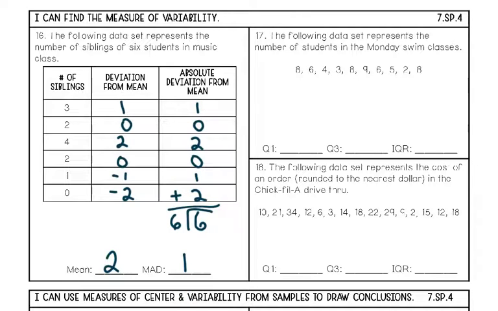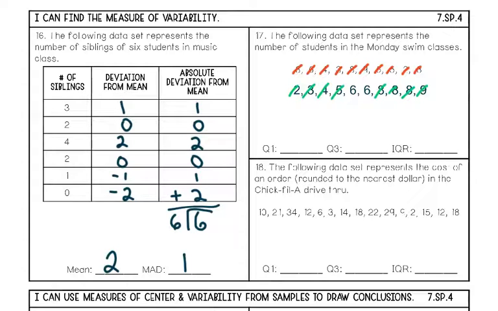Question 17 has some data about the number of students in Monday's swim classes. We're looking for 3 things: quartile 1, quartile 3, and the interquartile range. This is a question about median. So step 1, with anything with medians, we want to order the numbers from least to greatest. Here's my new list, ordered from least to greatest, and I'm going to start by finding the median.